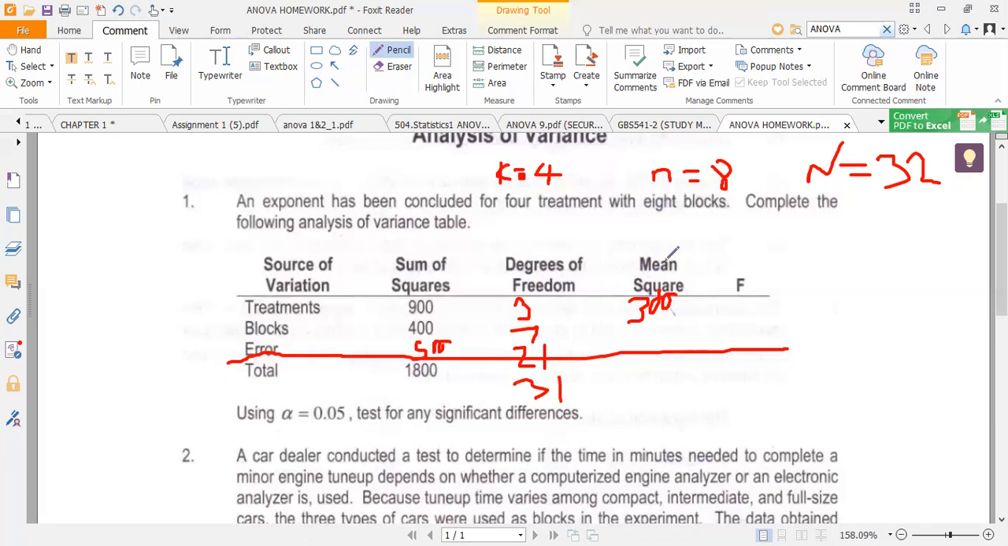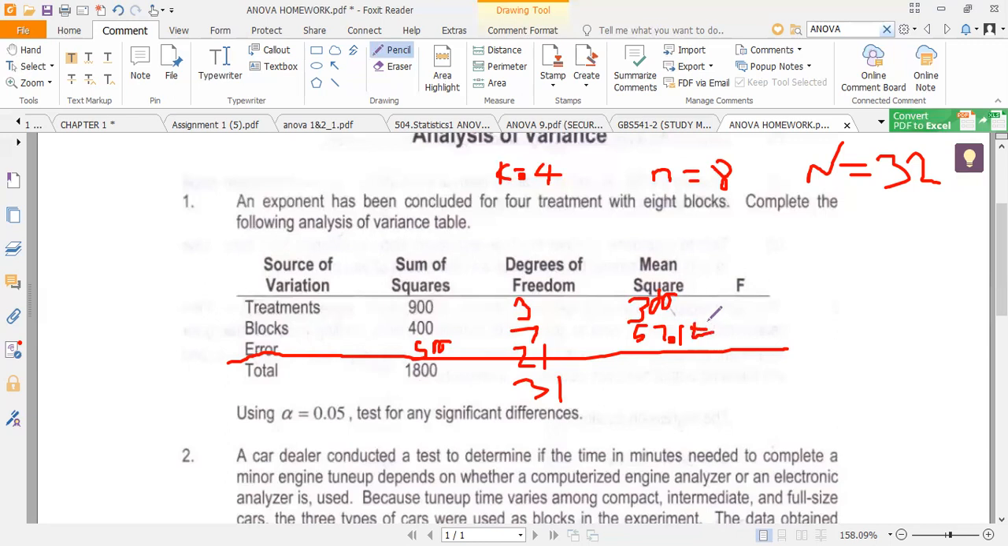Then to get the mean square for the blocks, mean square block, we simply divide the degree of freedom for the block into the sum of square. So we divide 400, sorry, divided by 7. So you get 57.14.